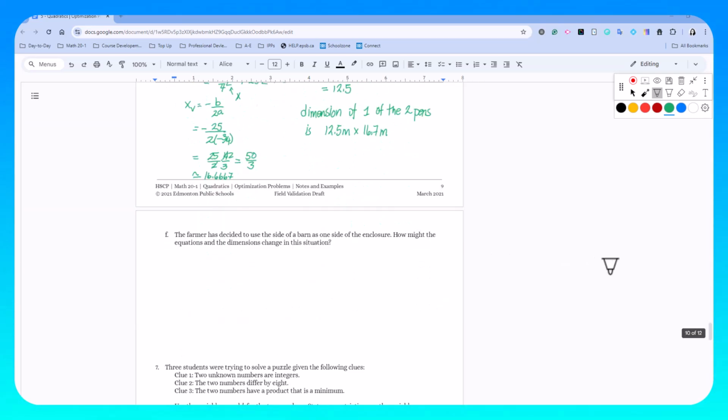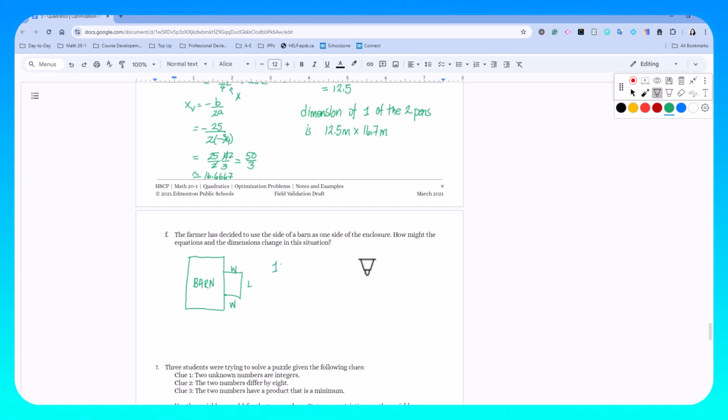Now let's look at F. F says the farmer has decided to use a barn as one side of the enclosure. How might the equation and dimensions change in this situation? Well, let's look at what would happen there. If I had a barn and I had one of the enclosures, we'll look at the first one here, that's length and width. Well, by using the barn, I've removed one of the lengths from each of the equations, regardless of whether it's the one with 1, 2, or 3 separate pens.